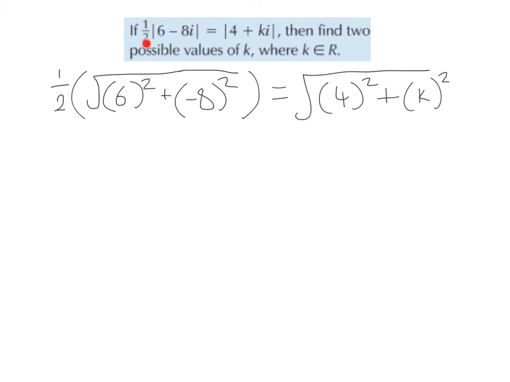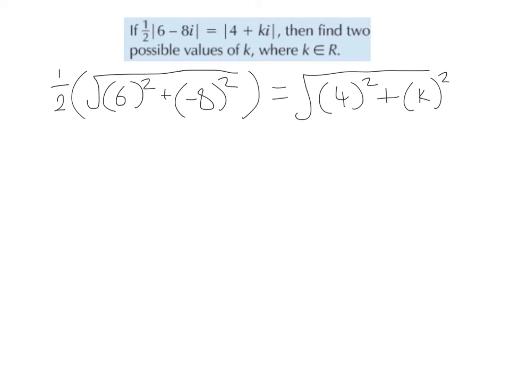If half the modulus of the complex number 6 minus 8i is equal to the modulus of 4 plus ki, then find two possible values of k, where k is an element of the real number set.